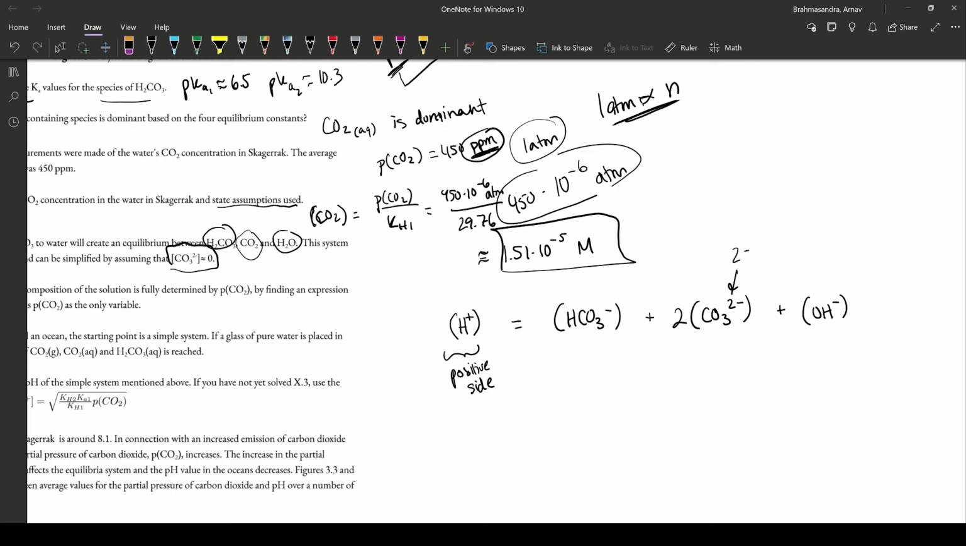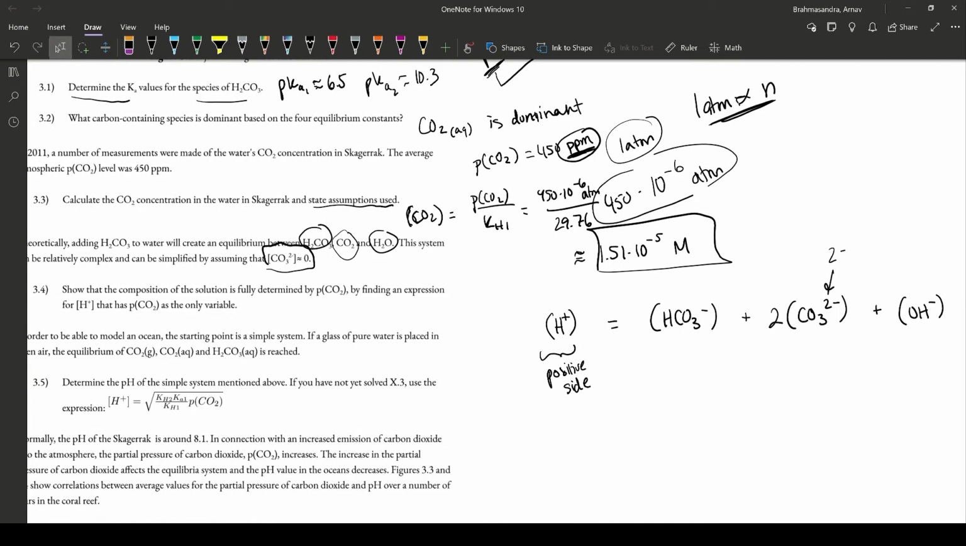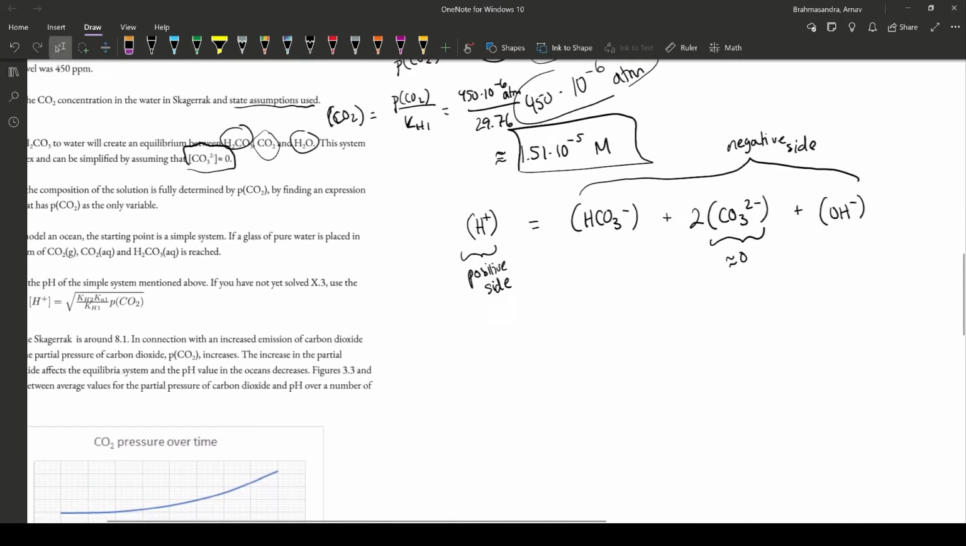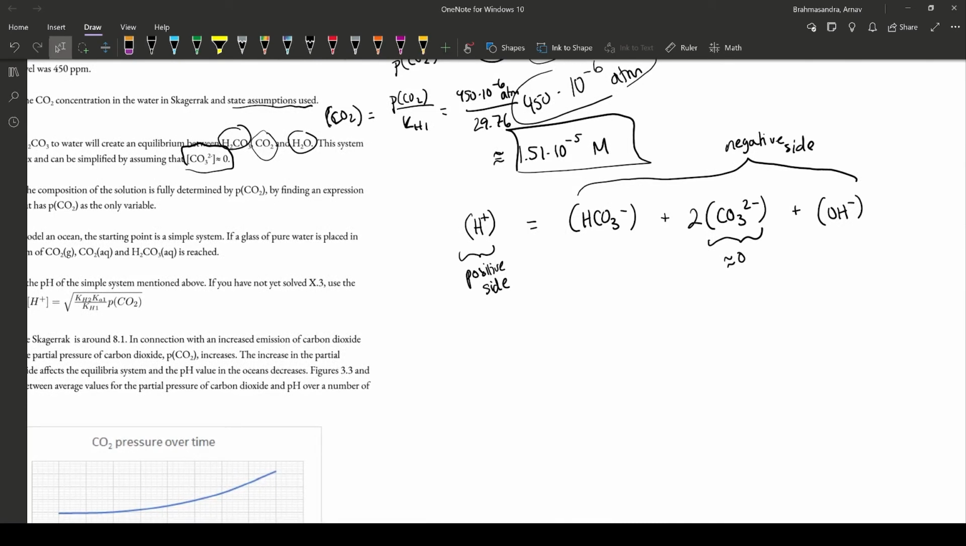So we have this 2 in front, but what did the problem say? The problem said we can assume that this is approximately 0. And note that this entire side is the negative side. So we can assume that this carbonate concentration is approximately 0. Why can we assume that? Because we're in an acid solution. We added only carbonic acid to begin with. That means our solution is acidic, which means that the amount of carbonate is going to be very, very, very small.